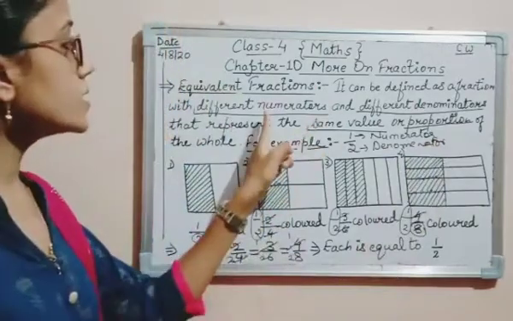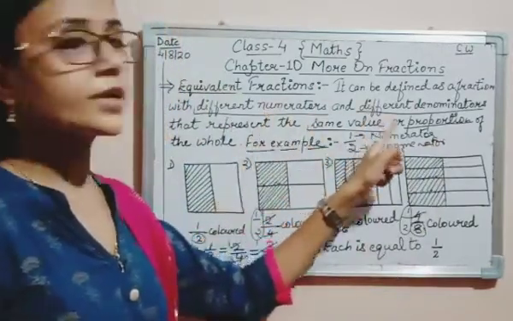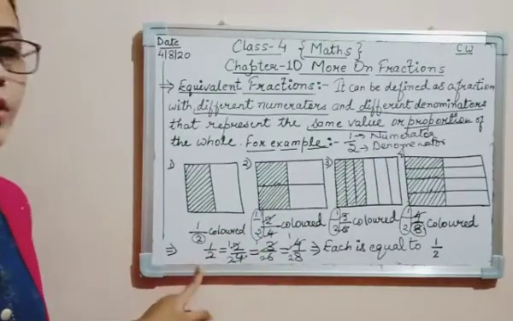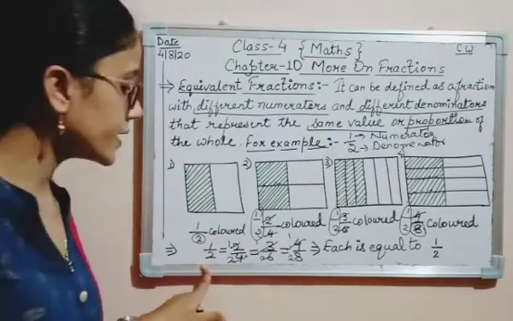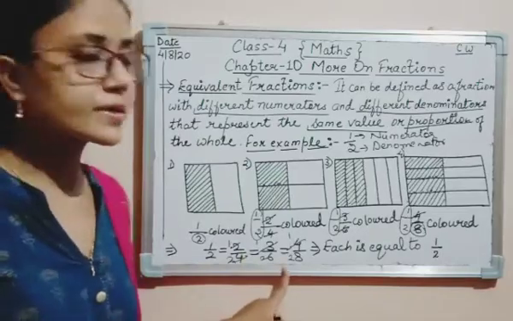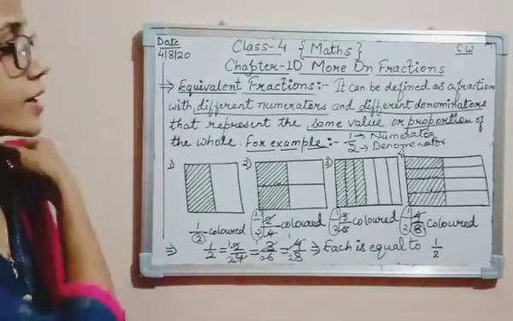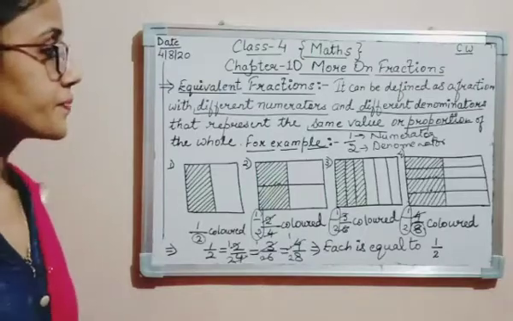Now see here, with different numerators and different denominators. Here the numerator is different, the denominator is different. Here also the numerator is different and the denominator is different. All the numerators and the denominators are different. सभी के numerators और denominators क्या है? Different है.